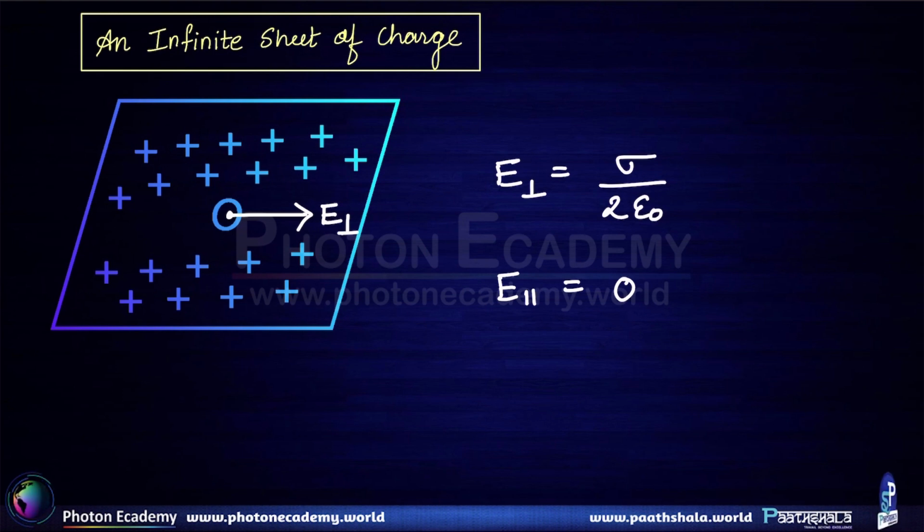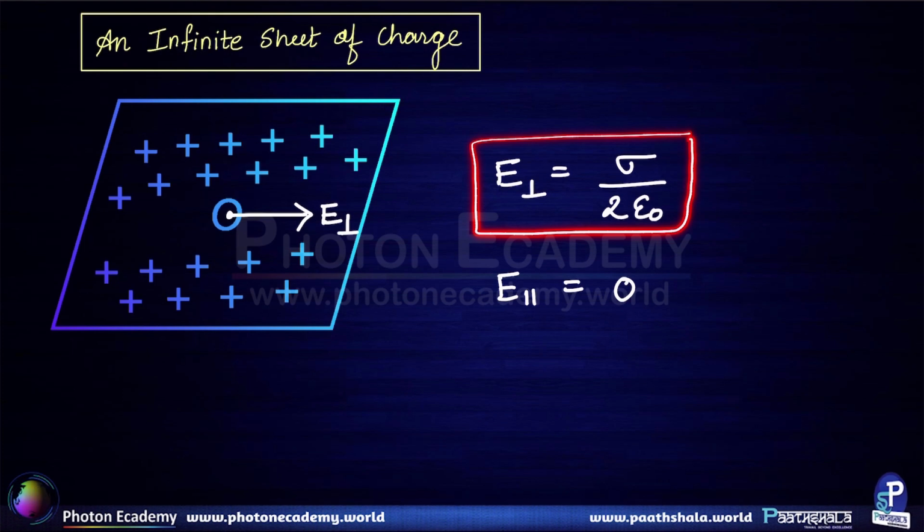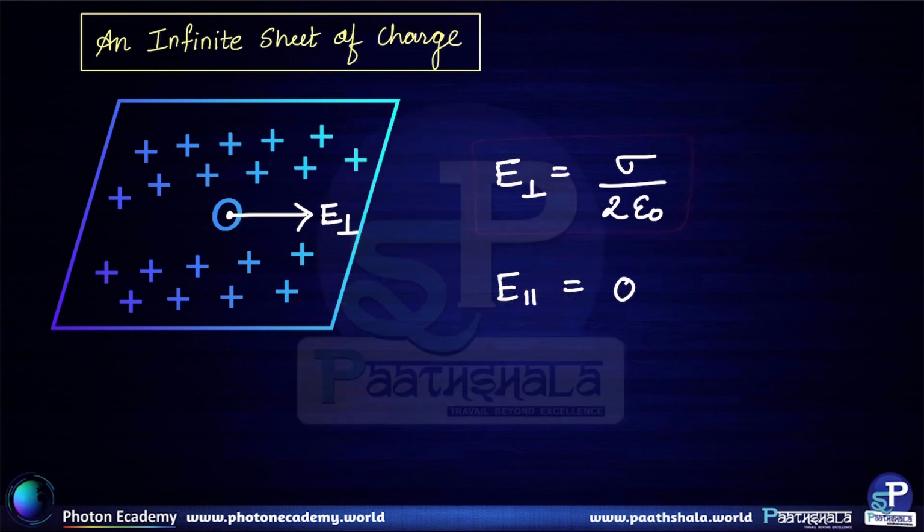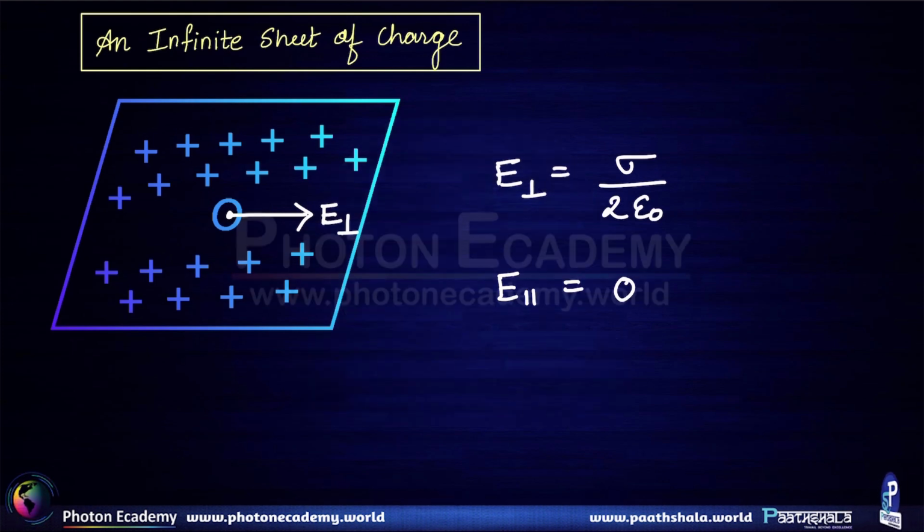So the value of E perpendicular is sigma upon 2 epsilon naught, and we will notice that curiously this value of E perpendicular is independent of x. So since this is independent of x, this is a constant value. So whether we are closer to the infinite sheet or further away from the infinite sheet, it doesn't really matter. The electric field perpendicular to the infinite sheet is going to be sigma upon 2 epsilon naught. And because of symmetry considerations, the electric field parallel to the sheet is going to be 0.